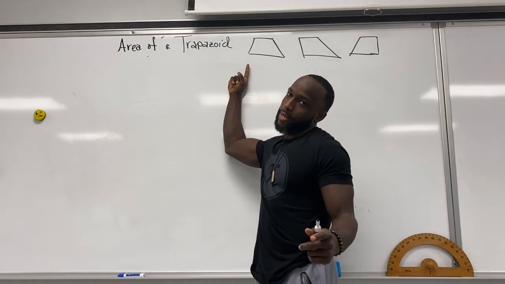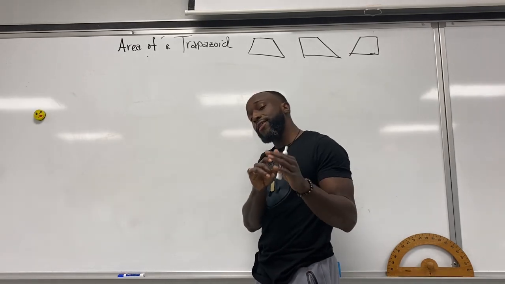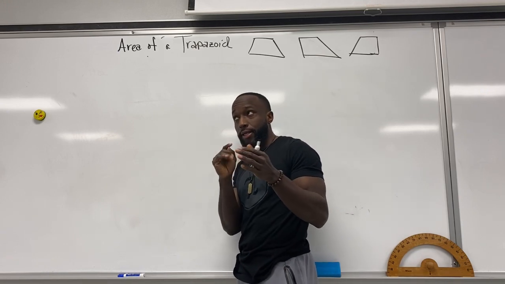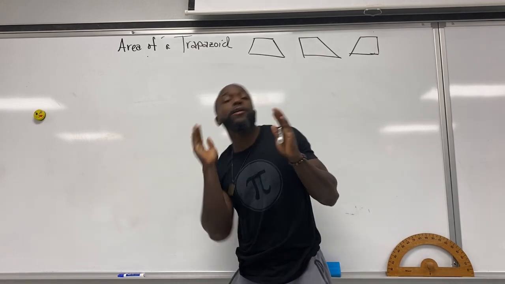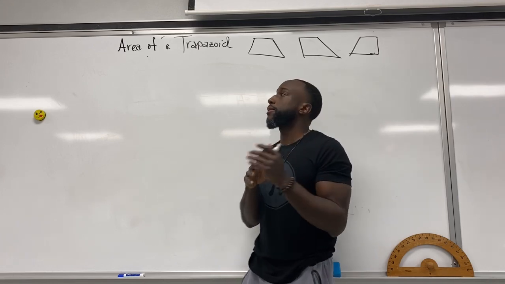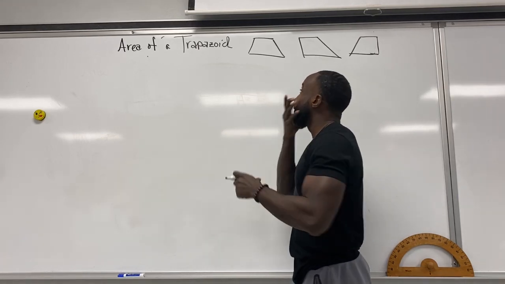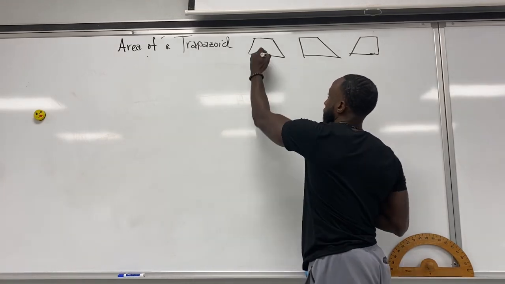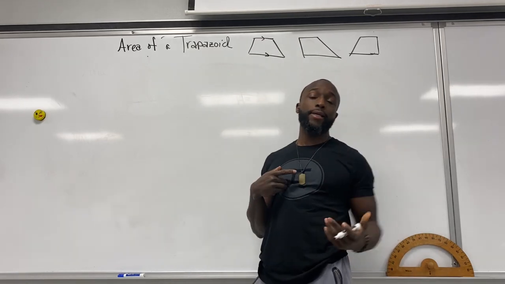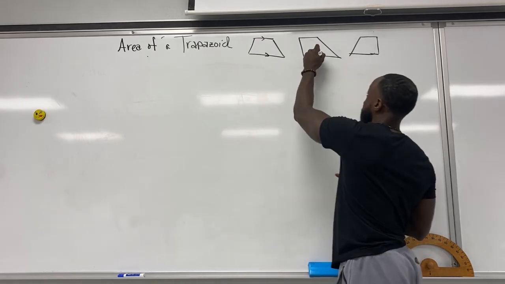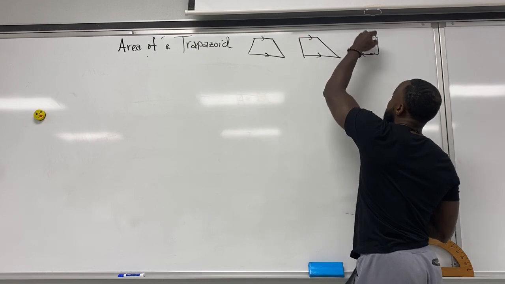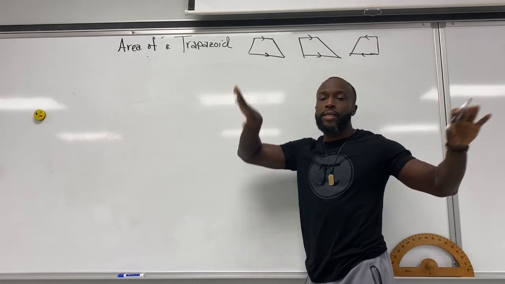Right now I want to talk to you guys about the area of a trapezoid. Now, a trapezoid is very similar to a parallelogram in the sense that it has a slant somewhere, but the difference is that with the trapezoid, as opposed to a parallelogram, you only have one pair of parallel lines, right? So it looks like this, or that, or this, or that. They can be any of those two ways.